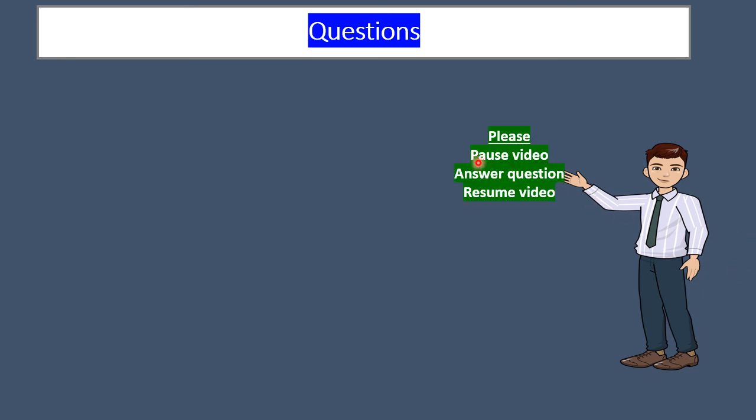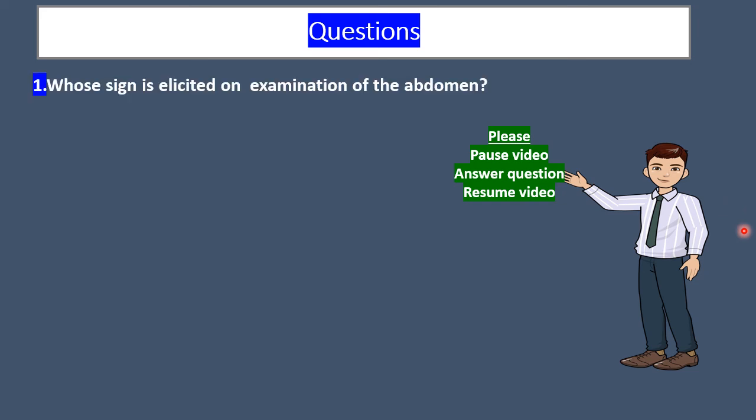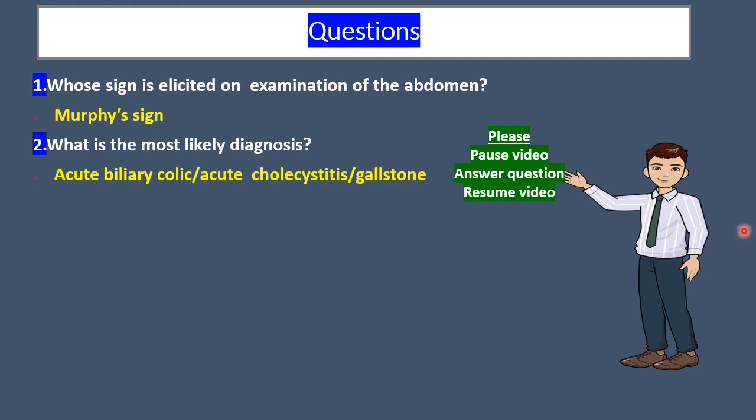As you read the question, please pause the video, answer the question, and resume the video for the answers. Question number 1. Whose sign is elicited on the examination of the abdomen? The answer, Murphy's sign. Question number 2. What is the most likely diagnosis in this patient? The answer, acute biliary colic or acute cholecystitis due to gallstones.